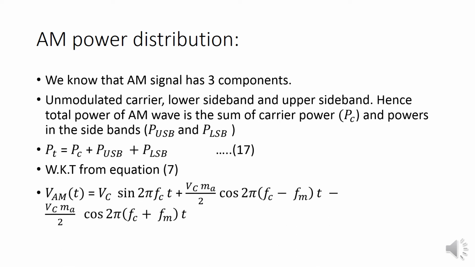So we take equation 7. Based on this, Vam of t is equal to Vc sin 2 pi Fc t plus Vc into Ma divided by 2 cos 2 pi (Fc minus Fm) t minus Vc into Ma divided by 2 cos 2 pi (Fc plus Fm) t.